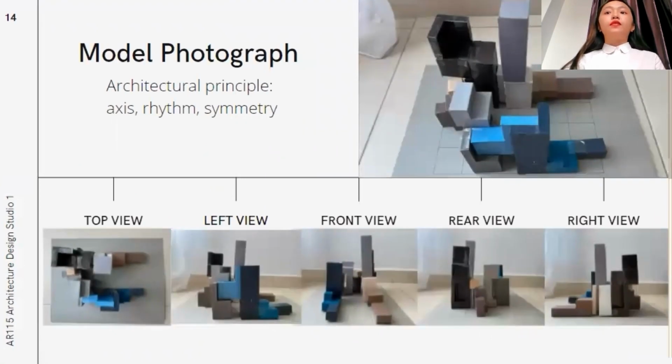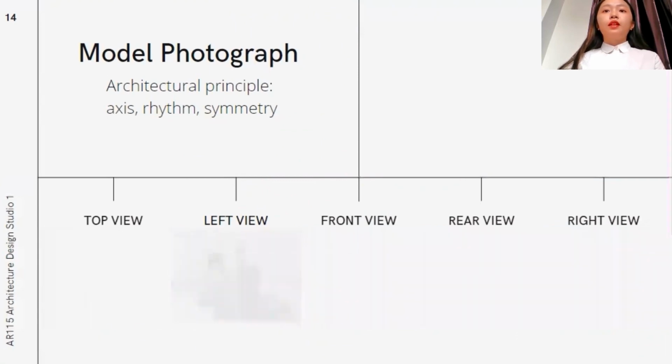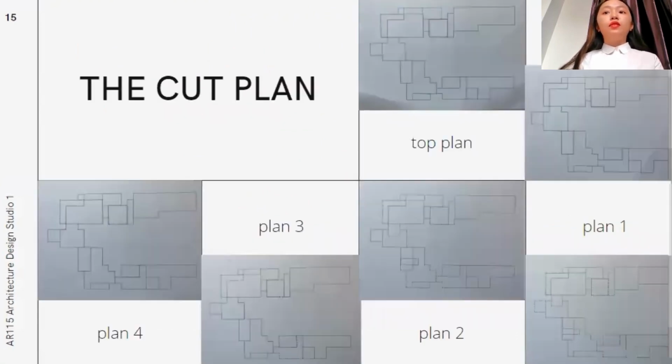For the second task of the workshop, I changed my grid to 4x6, and the placement of my blocks uses ordering principles like axis, rim, and symmetry. And these are the views of the blocks: the top view, left view, front view, rear view, and right view. And the cut planes of the new models are as shown in the slides, from the top plane and plane 1 until plane 5.